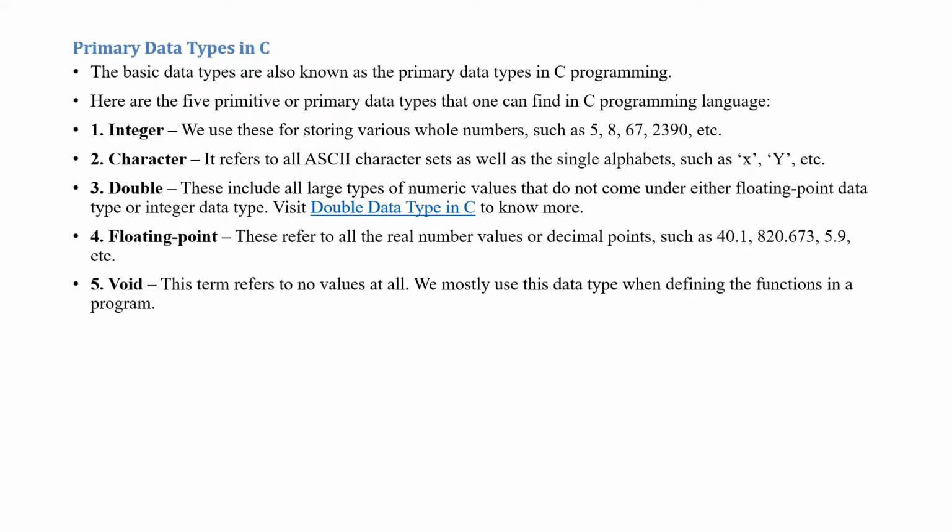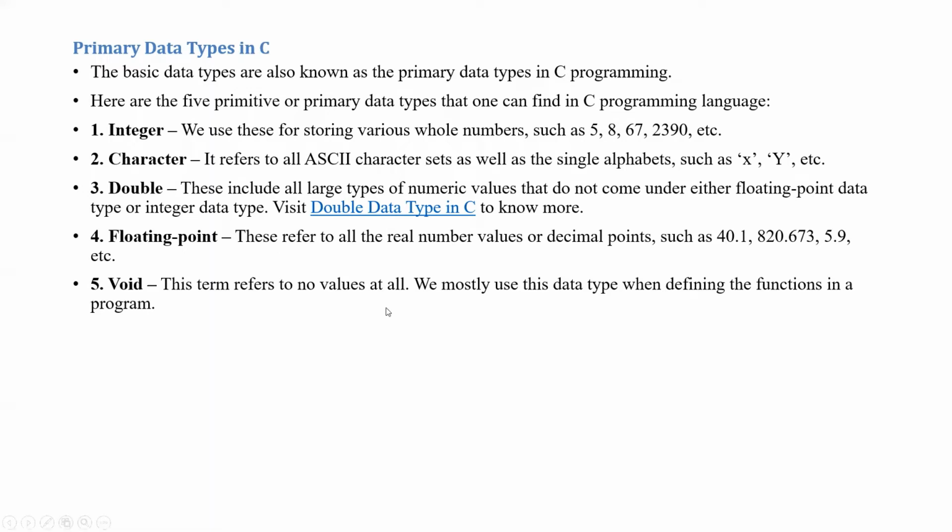The primary data types which we defined here are integer, character, double, floating point, and void. These 5 we may call primary data types. Integer means data without decimal points, the whole number. If you are defining any number without decimal points, like 5, 8, 6, 7, 2, 3, 9, 0, I can say that it is an integer.